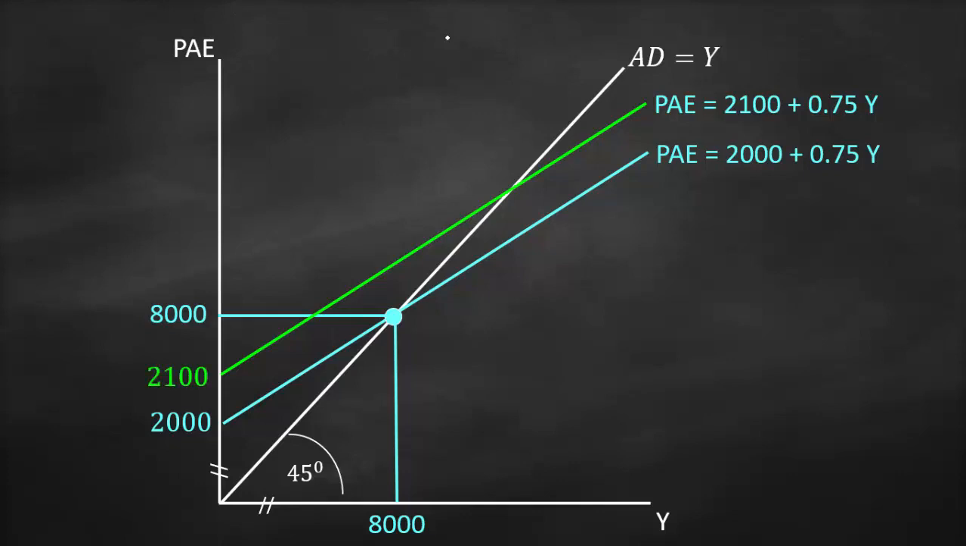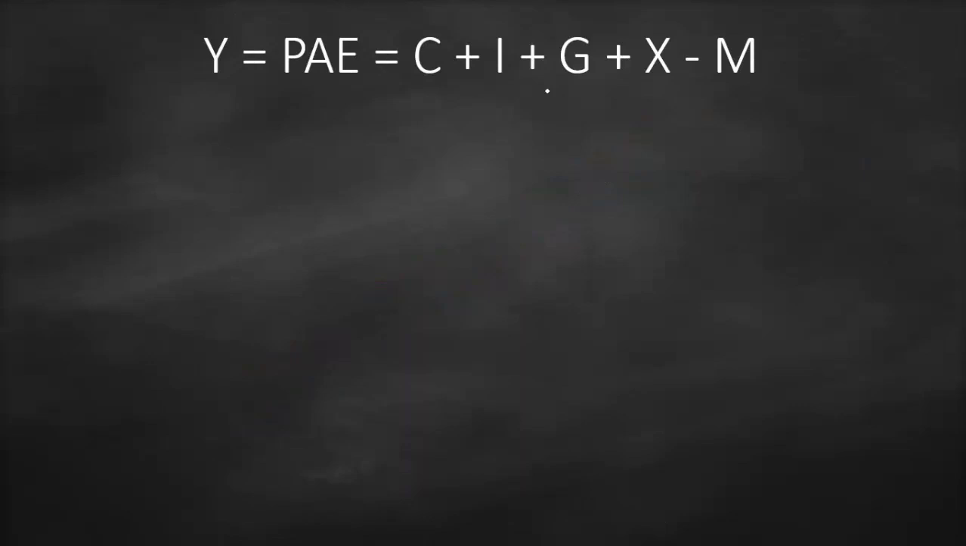We will have a new point of intersection between the new planned aggregate expenditure, that's why we can put here a prime, and our output curve. At this point, we have a new output level of 8,400, which is equal to aggregate expenditure at this equilibrium point of 8,400. So I would like to explain now what we mean by the multiplier.